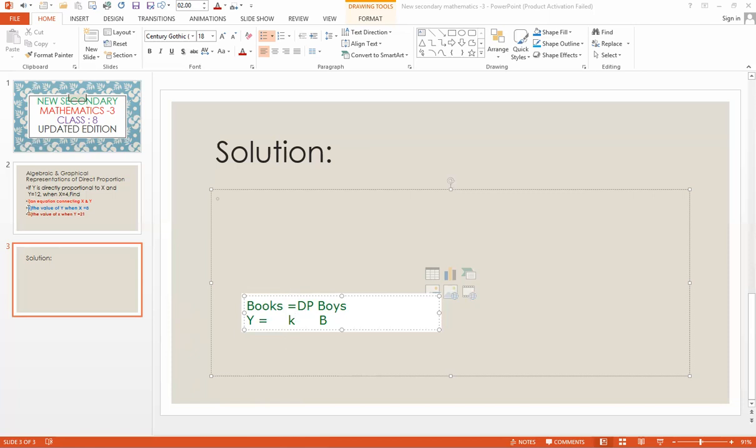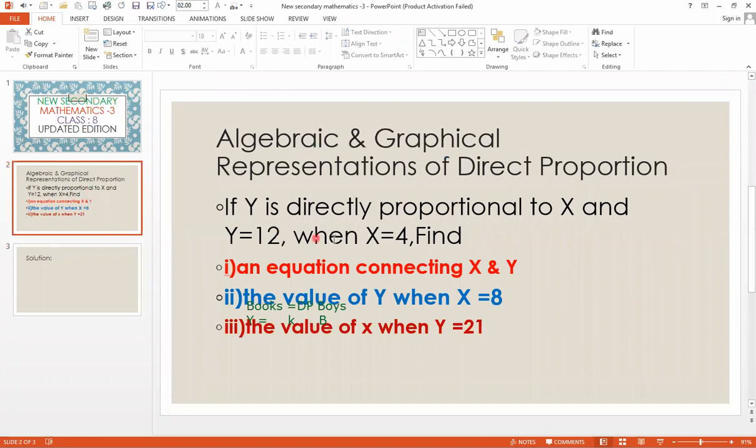Okay, now we move towards the solution, so it becomes easier for you to understand what I am teaching. Now we come to the first worked example. According to it, they are saying if y is directly proportional to x and the value of y is equal to 12 when x is equal to 4, you have to find first an equation connecting x and y.